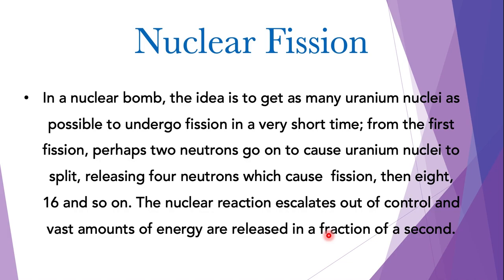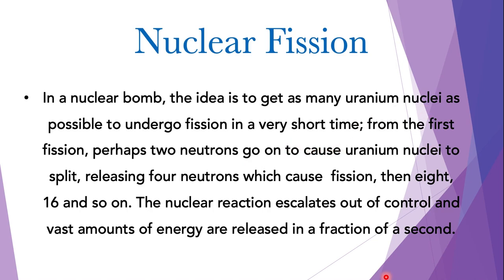In a nuclear bomb, the idea is to get as many uranium nuclei as possible to undergo fission in a very short time. From the first fission, perhaps 2 neutrons go on to cause uranium nuclei to split, releasing 4 neutrons which cause fission, then 8, 16, and so on. So the nuclear reaction escalates out of control and vast amounts of energy are released in a fraction of a second. This is what a nuclear bomb is, which is highly dangerous, and what a nuclear power station is. In a nuclear power station, the chain reaction is kept under control, whereas in a nuclear bomb, the idea is to get as many uranium nuclei as possible to undergo fission in a very short time.